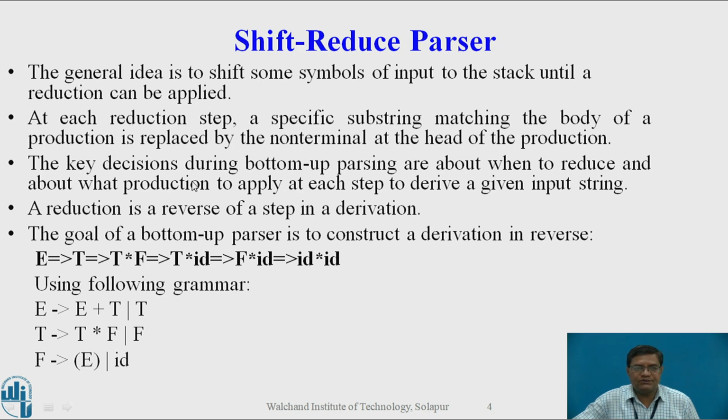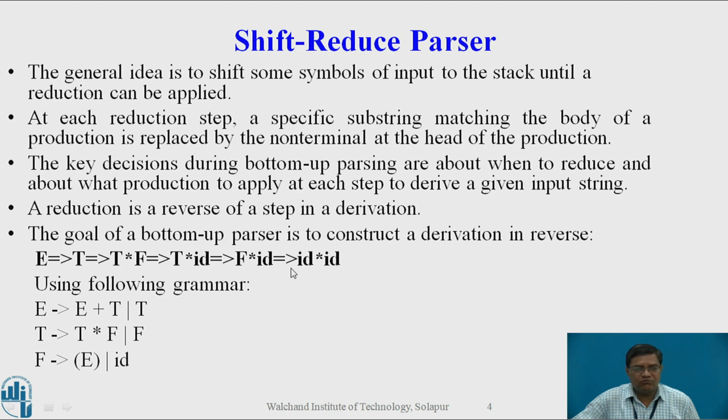The key decisions during bottom-up parsing are about when to reduce and about what production to apply at each step to derive the given input string. A reduction is the reverse of a step in derivation, and the goal of bottom-up parsing is to construct the derivation in reverse order. So shift-reduce parsing is a bottom-up parsing technique. Therefore, it is also called producing the rightmost derivation in reverse order.